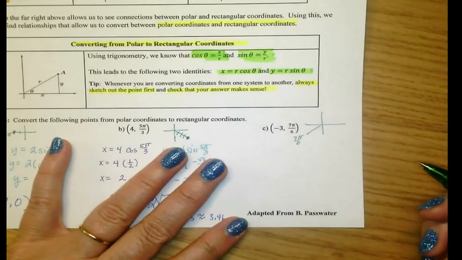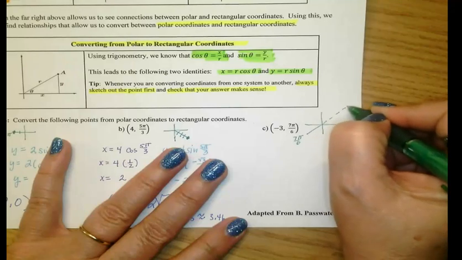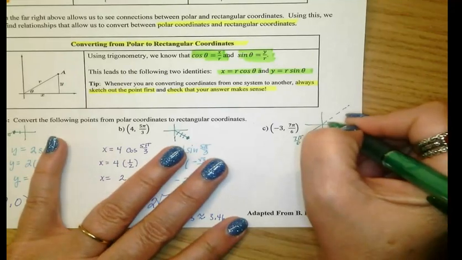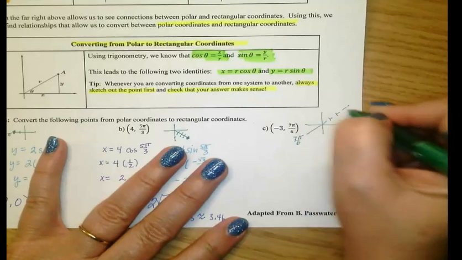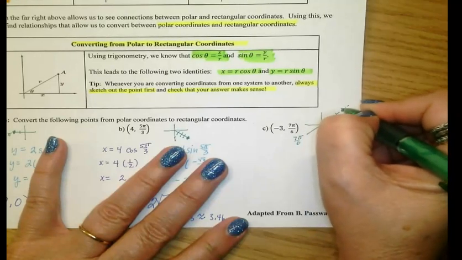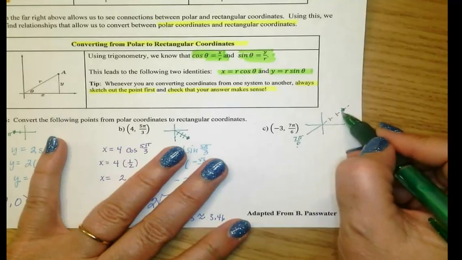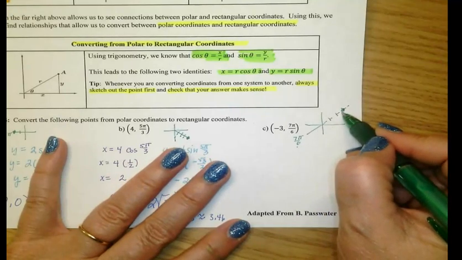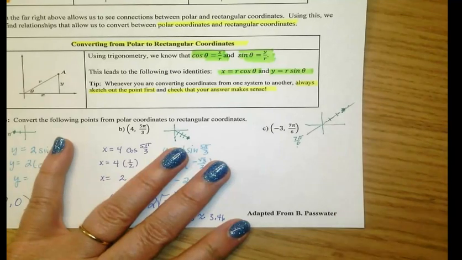But notice the 3 says we're going to reverse direction. So that means I'm looking at this side of my graph, and I'm going back 1, 2, 3, and the point is going to be plotted there. So 7 pi over 6, but reverse the direction from the pole, 3 units. So it's going to be graphed somewhere up there.